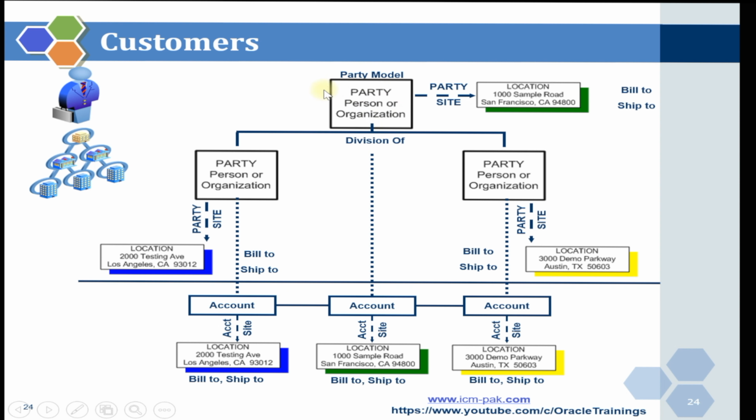Or for example, we have a party. For this party we can have the locations. Normally we create the locations, and those locations will be linked with the parties. And then each party can be either a person or an organization. For that party, either person or organization, you will have a party site, and for each site there will be an account, and each account will have a site purpose, like this site is for the bill to purpose, or this is for the ship to purpose.